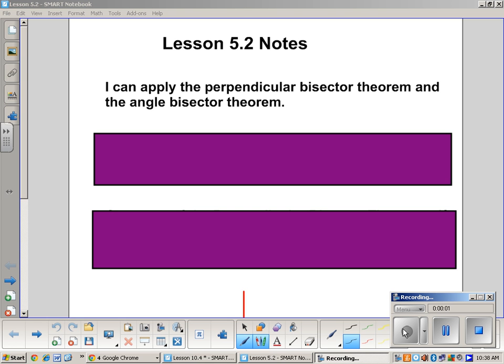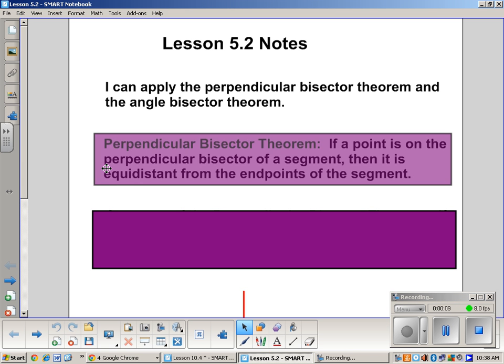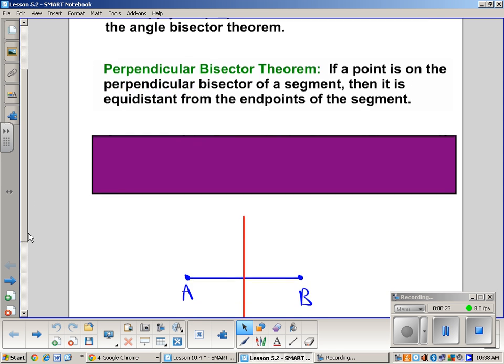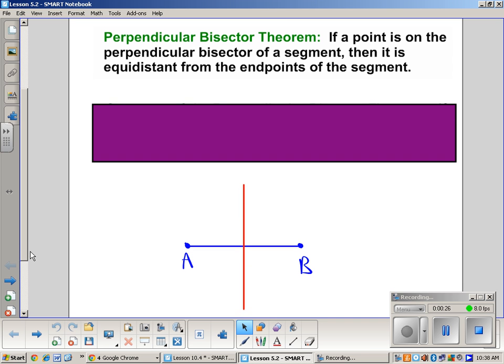About the perpendicular bisector theorem and the angle bisector theorem. Okay, I'm going to let you copy these down. The perpendicular bisector theorem says if a point is on the perpendicular bisector of a segment, then it's equal distance from the endpoints of the segment. I'll let you copy this, and then we'll talk about what it means.